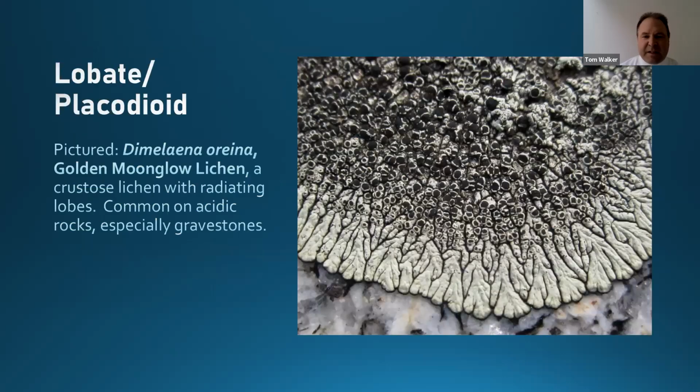This is an example of something that's lobate placodioid. This is the golden moon glow lichen. This is another very photogenic lichen with radiating lobes, and this is common on acidic gravestones.